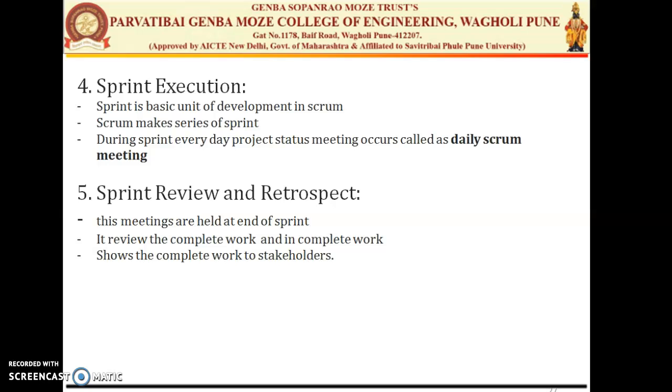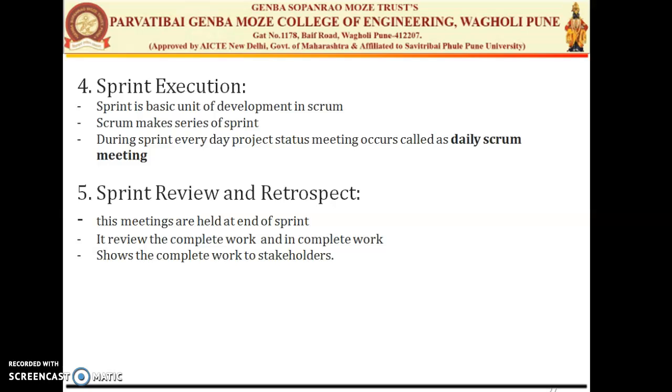During the sprint, every day a project status meeting occurs, which is also called the daily Scrum meeting. Every day you have the daily Scrum meeting, generally in the morning session, where you discuss what work we have done yesterday, what errors they have faced, and what work will be done today, what the agenda is for today. That will be discussed in the daily Scrum meeting.